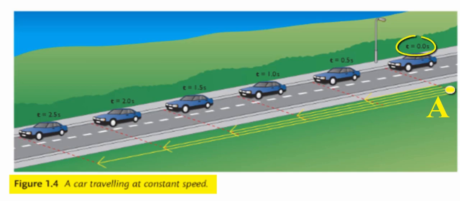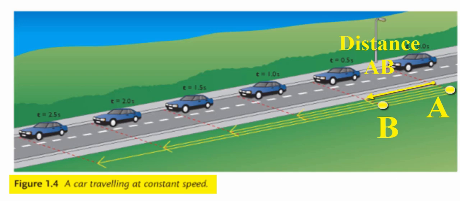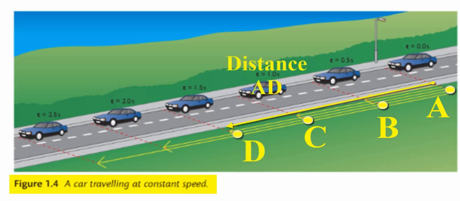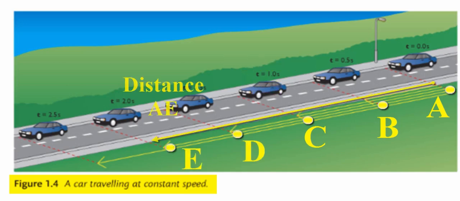This car started moving from point A at time equals 0 seconds. After 0.5 seconds, it's reached point B and has traveled a distance AB. After another 0.5 seconds, it reached point C and has traveled a distance AC. We go on to measure the distance from A after each 0.5 seconds. So now I have the time at each point and the distance till it arrived at point F.